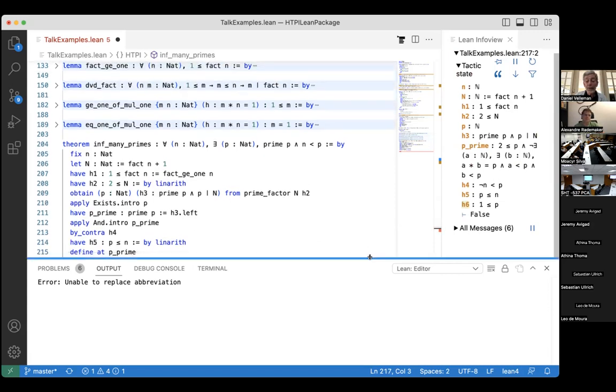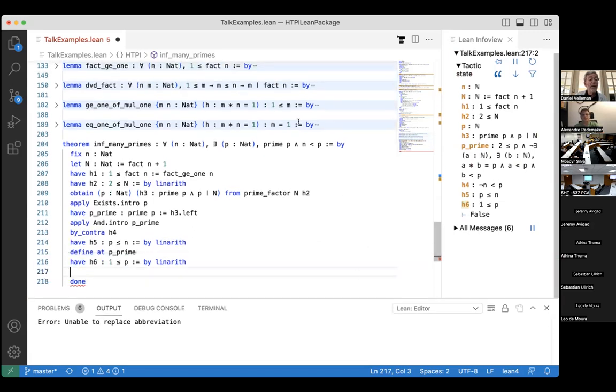And now I think I have everything I need to use the lemma from up top there. Maybe I'll make myself a little more room here. For every n and m, if m is between 1 and n, then m divides n. I want to apply that to n and p. So this is the theorem or the lemma, divide fact in P.